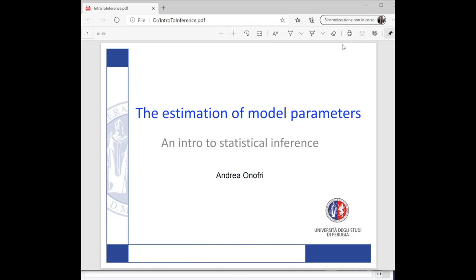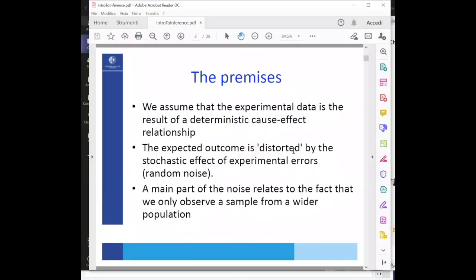So, statistical inference. Let's start from a few premises which should get us connected with last lesson. We've seen in the last lesson that we can assume that the experimental data come as the result of a deterministic cause-effect process, which we describe by using an equation, the deterministic equation. Deterministic means that there is an equal sign. So I use the equation and I get a result, and that's deterministic, cause-effect.